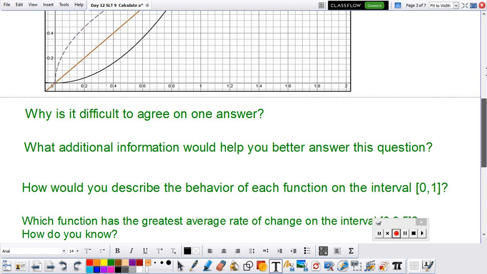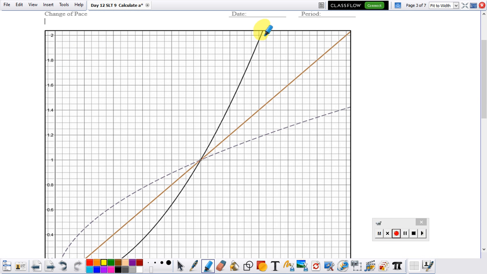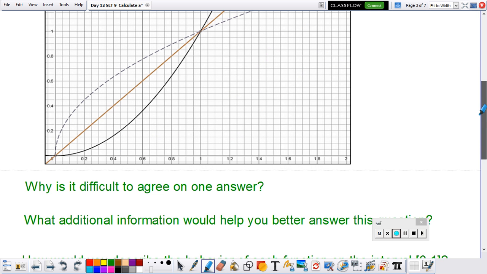Here, I'll highlight it for you. You don't know what happens here. Like, after this, what happens, I don't know. I'm assuming it continues in that direction, but that's an assumption. I'm not given any functions here. I don't really know what's going on.